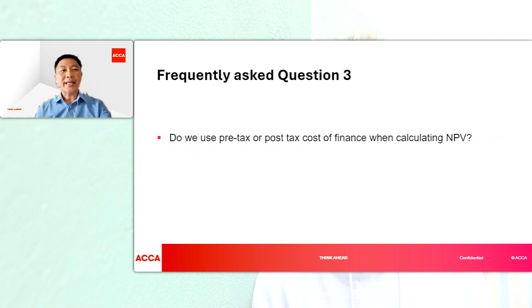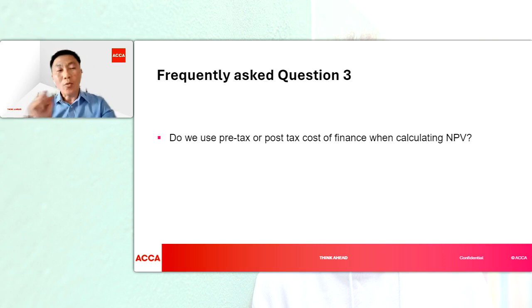Let's take a look at the third frequently asked question. Do we use pre-tax or post-tax cost of finance when calculating net present value? I suppose everyone should be aware that in the calculation of net present value, the appropriate discount rate in use should be the weighted average cost of capital, which is made up primarily of cost of equity and cost of debt. The cost of finance asked by this student obviously refers to cost of debt.